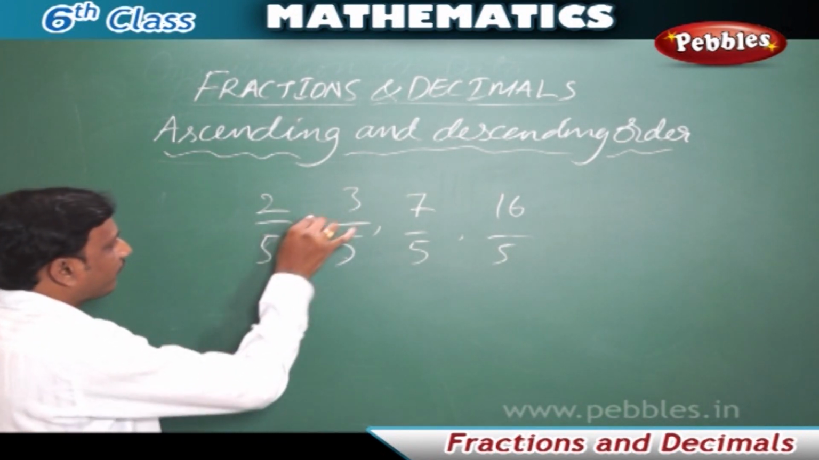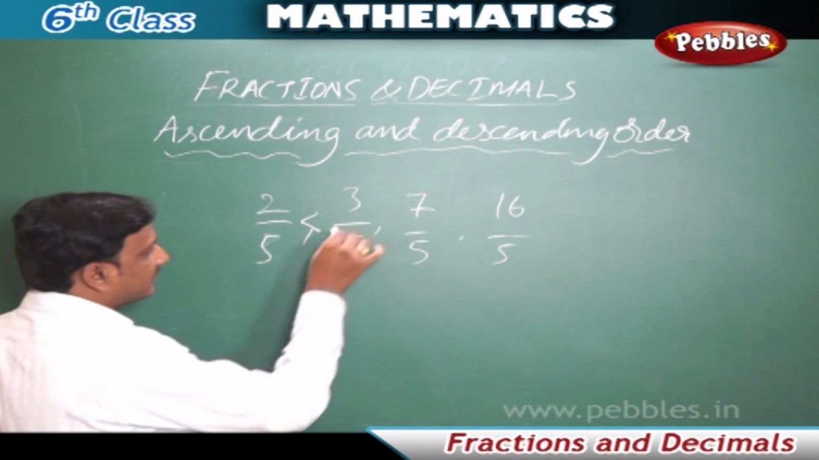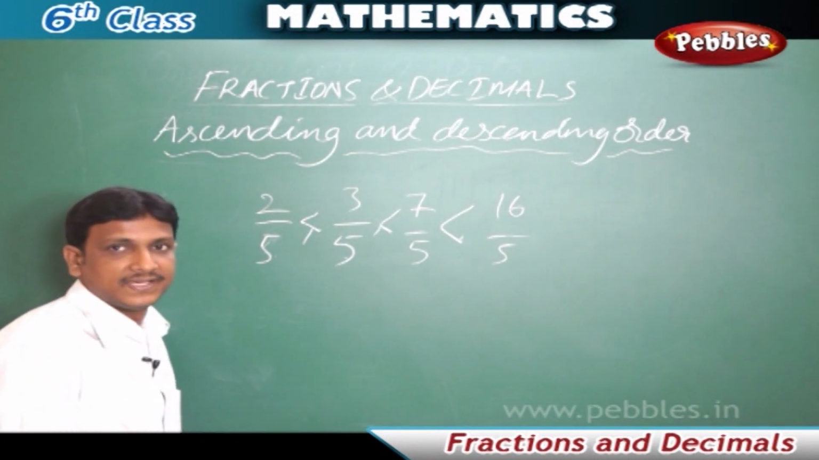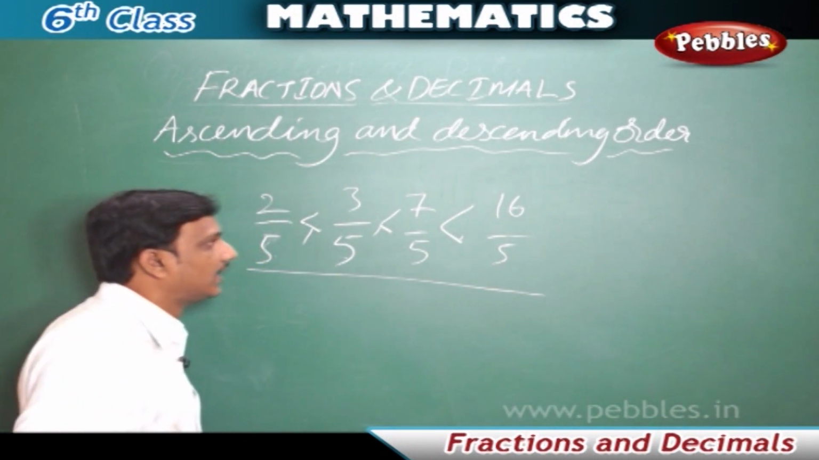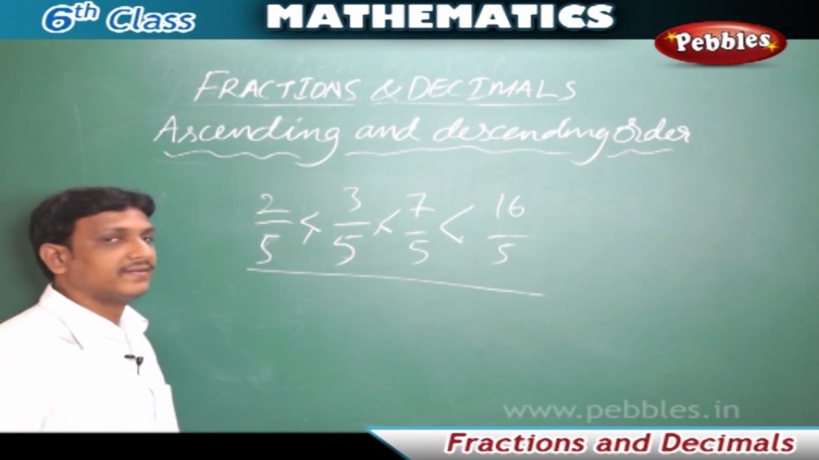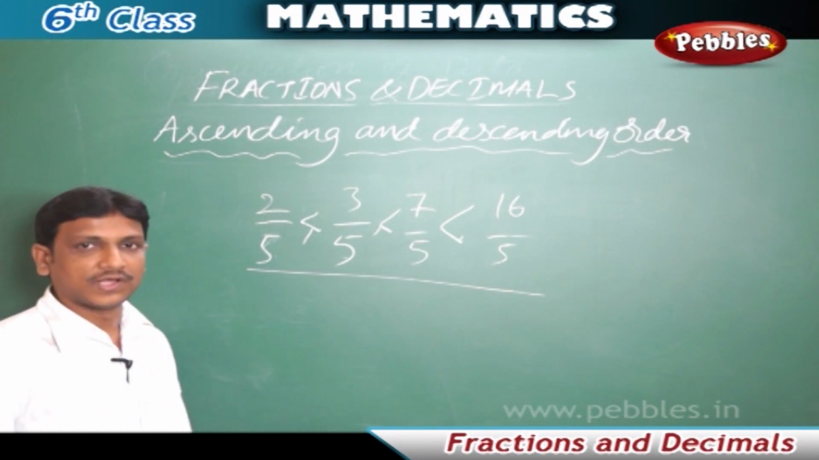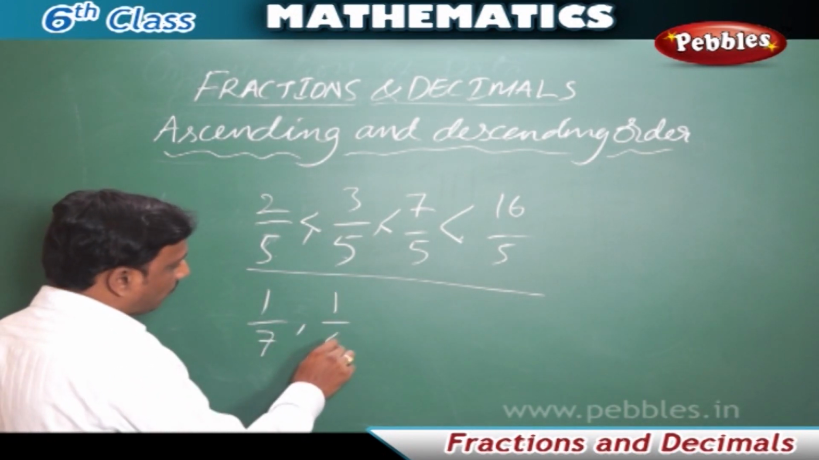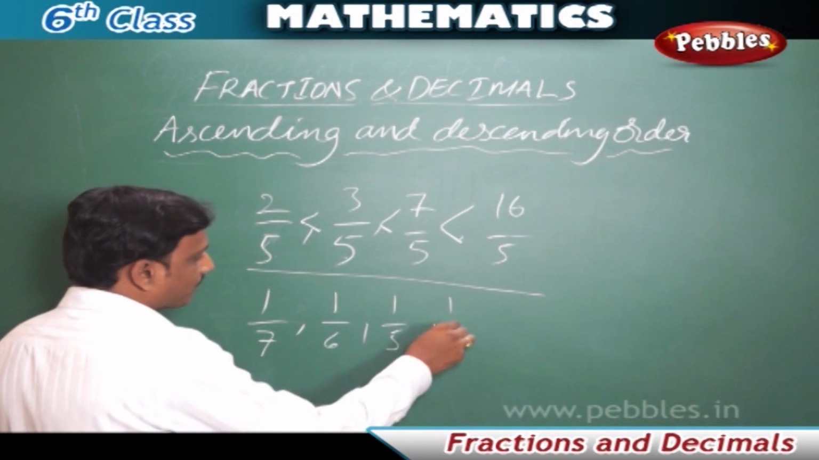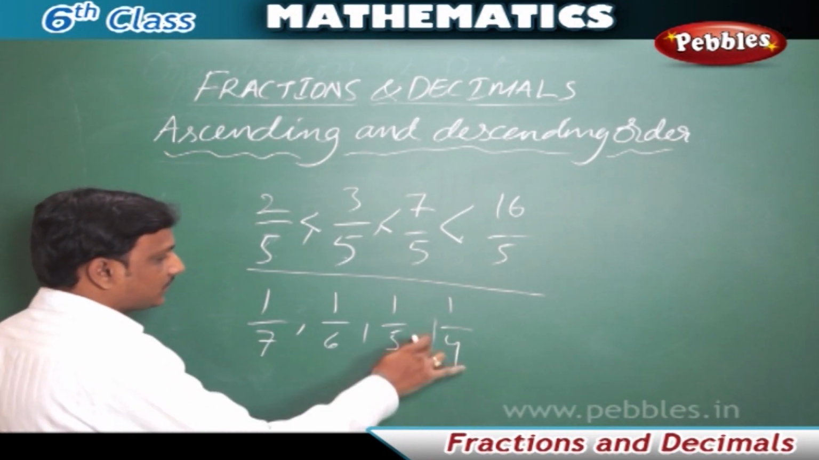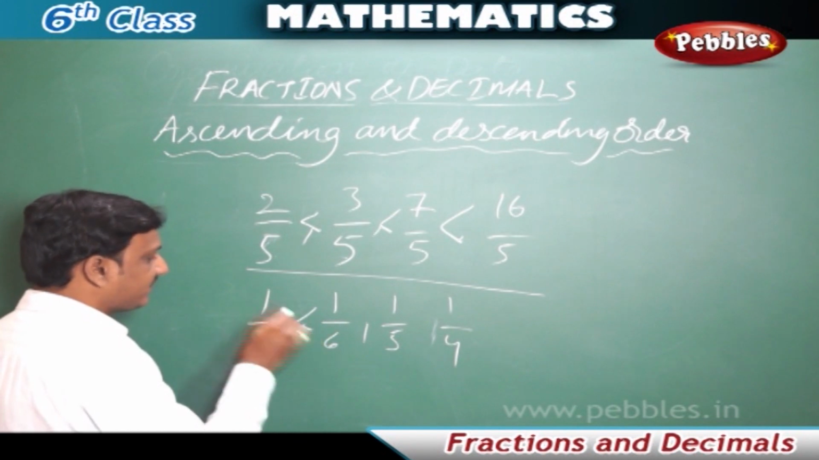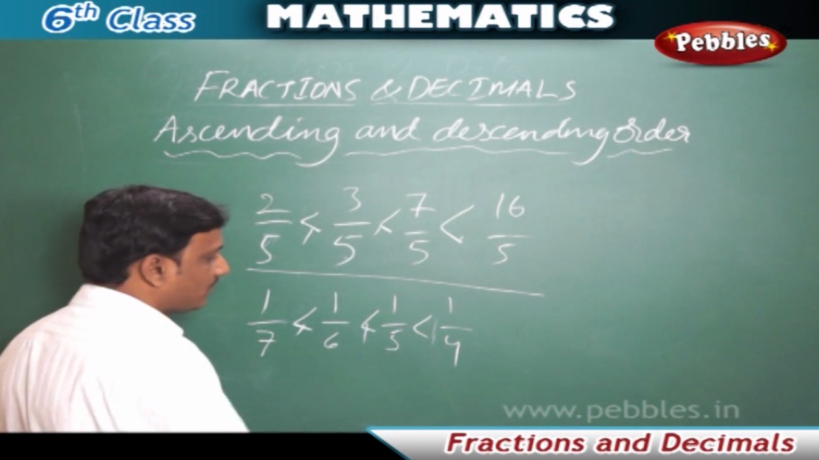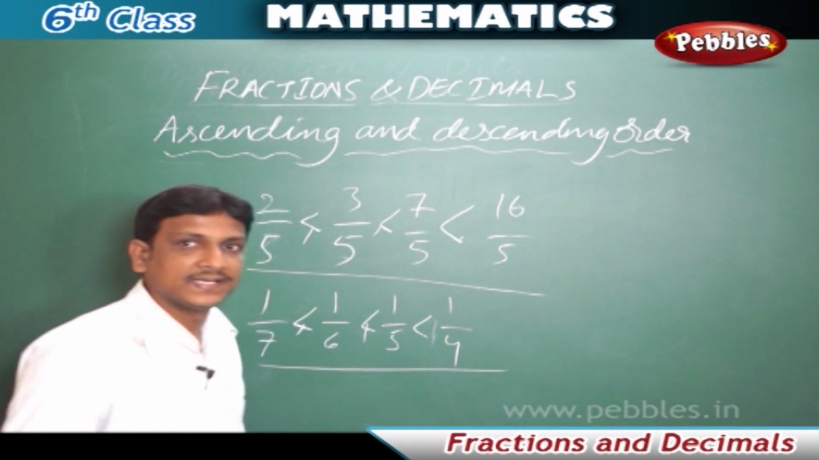Here this 2/5 is less than 3 by 5, and 3 by 5 is less than 7 by 5, and 7 by 5 is less than 16 by 5. So this is the increasing order. So we call this ascending order. So here these fractions are in ascending order. In the same way, 1/7, 1/6, 1/5, 1/4. So these are also in ascending order. 1/7 is less than 1/6, 1/6 is less than 1/5, and 1/5 is less than 1/4. So these are also in ascending order.